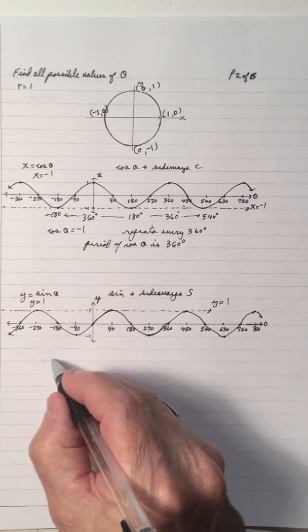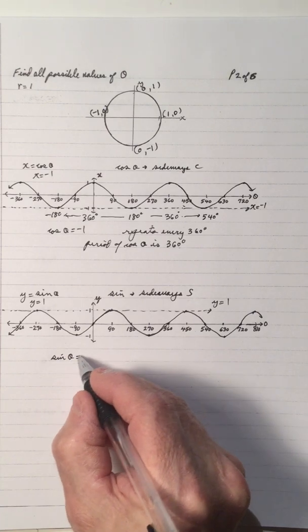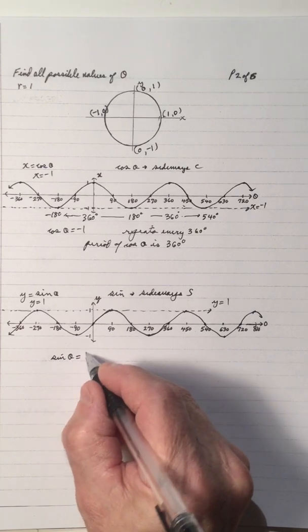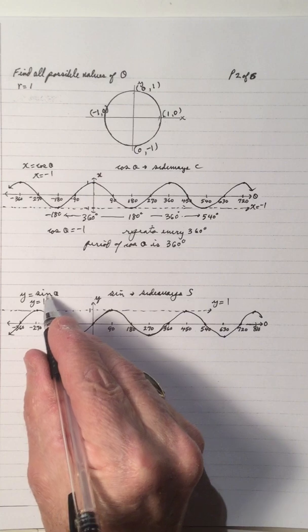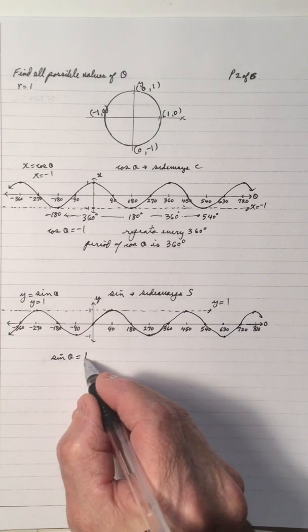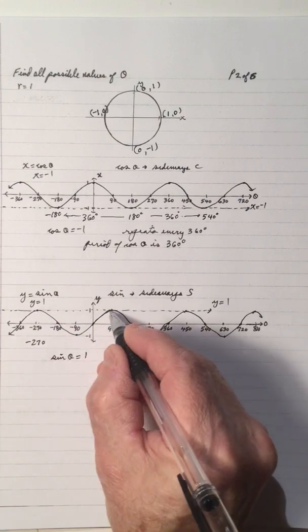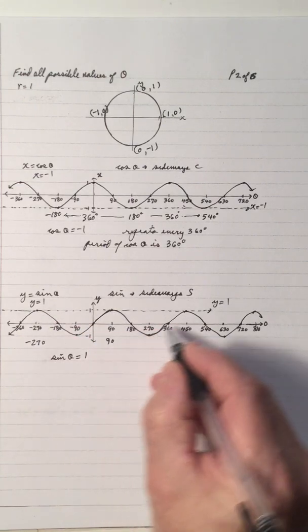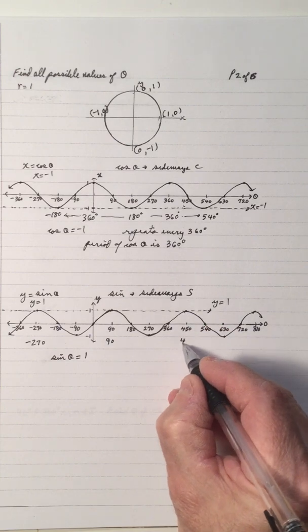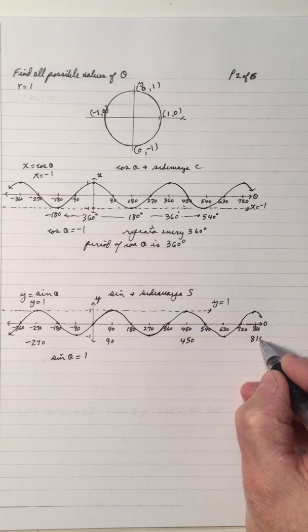So the equation y equals sine theta equals 1 occurs at -270, where y equals 1; at 90, where y equals 1; at 450, where y equals 1; and at 810, where y equals 1.